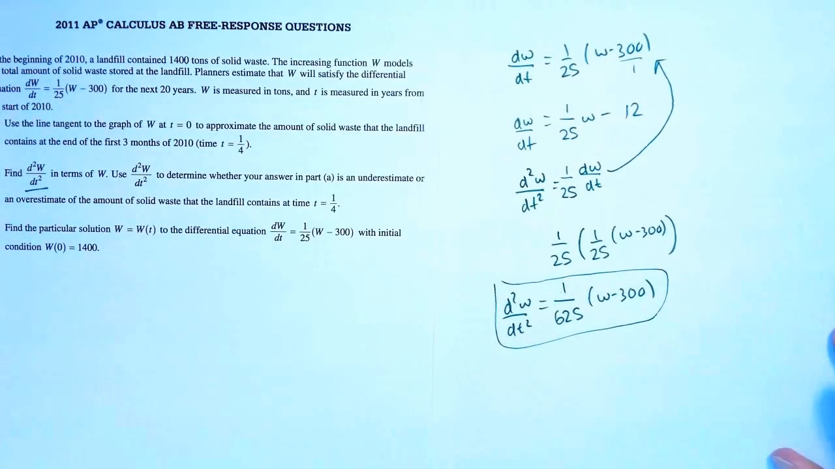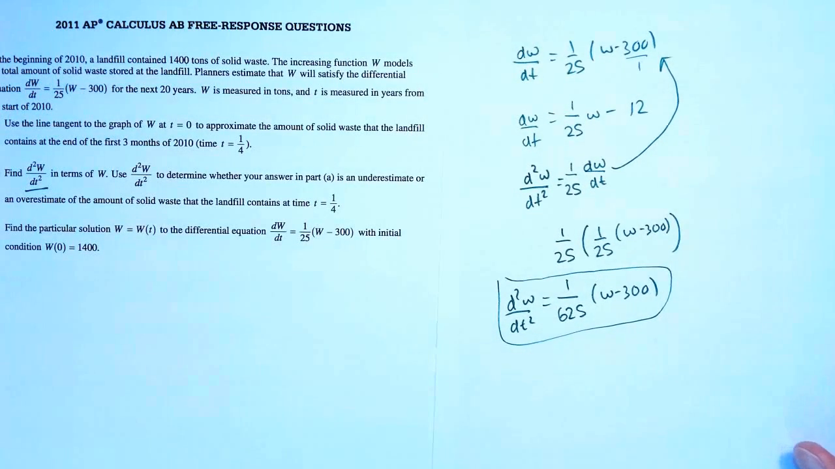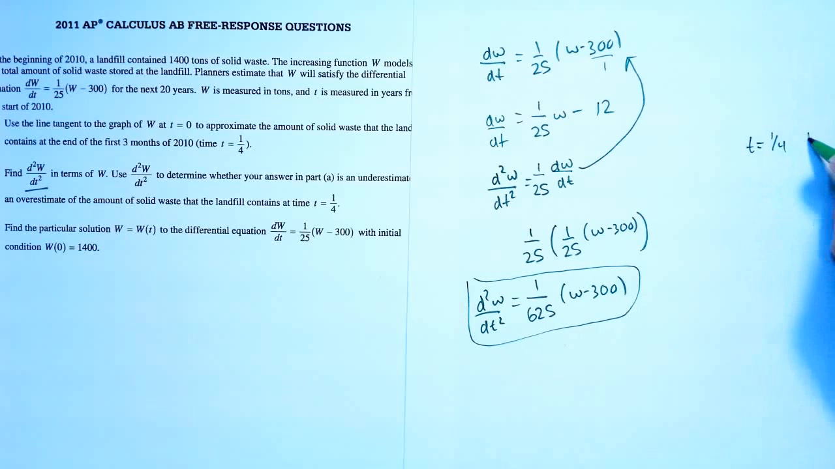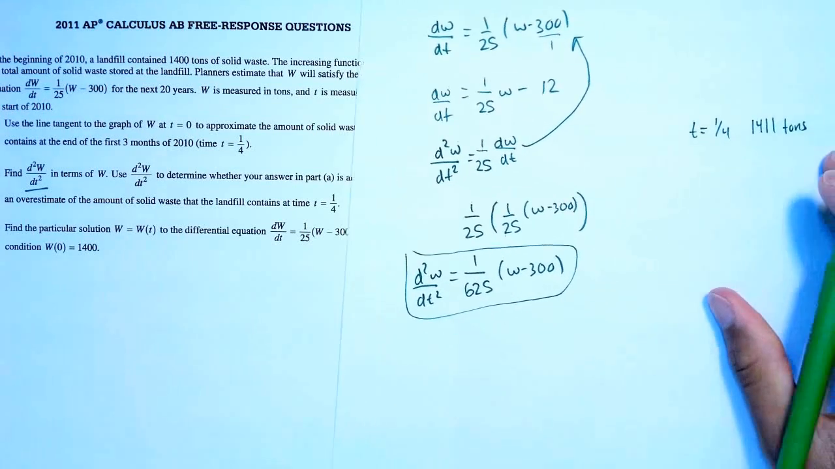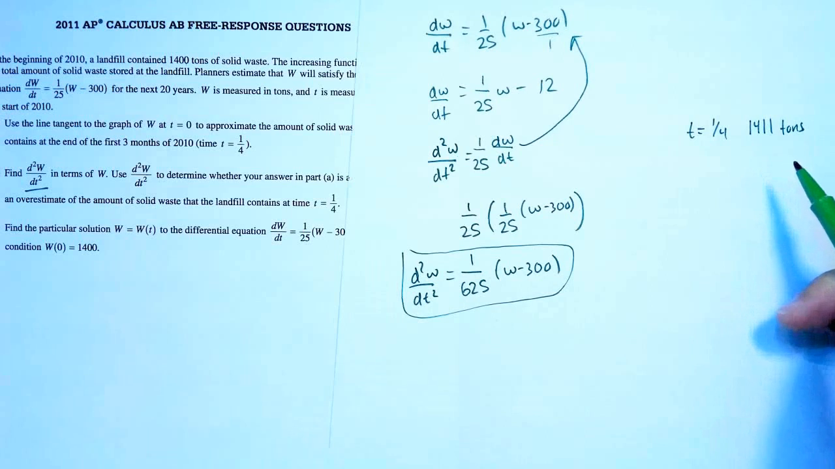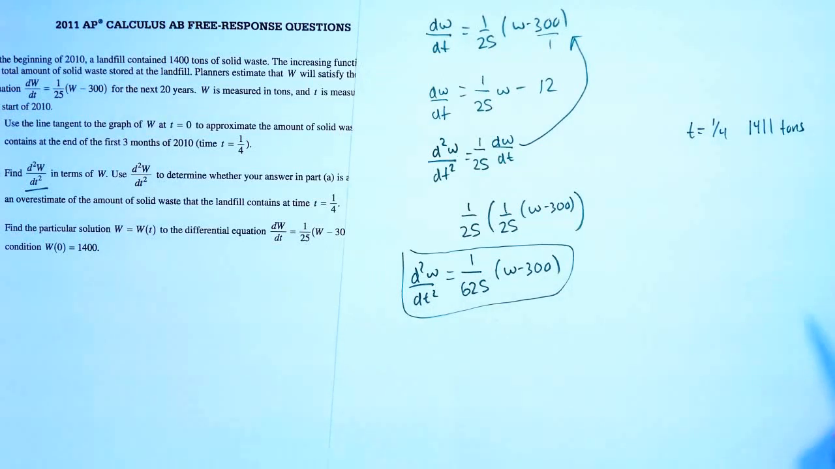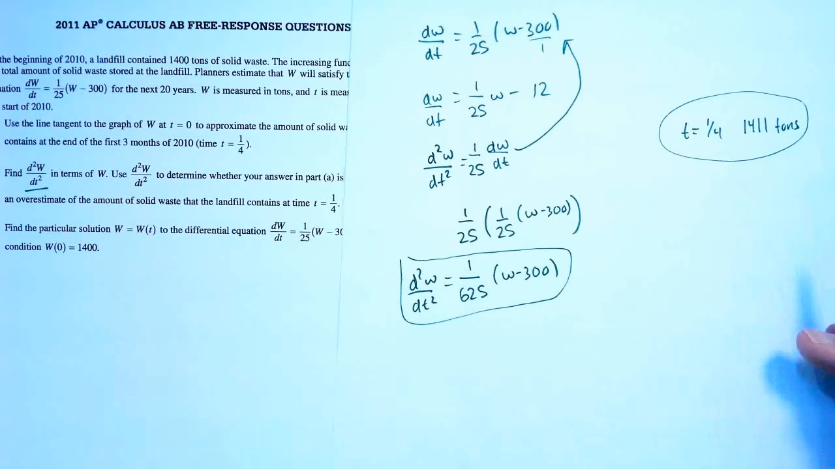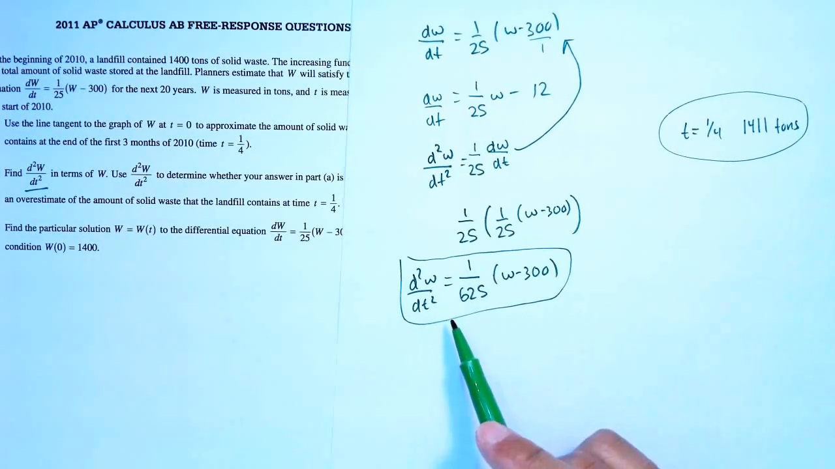Now comes the hard part. They want you to determine whether this is an underestimate or an overestimate from what you used in part A. Well, what did I find in part A? At time t equals 1/4, I was supposed to get 1411 tons. So they want to know, is this going to be an overestimate or an underestimate? Well, that just means this is going to be on top of the graph or below the graph. What's going to be on top of the graph? Your tangent line, because in order to find this, you used a tangent line. So you have to think about this. Okay. Well, when you find your second derivative, what does that help you find?